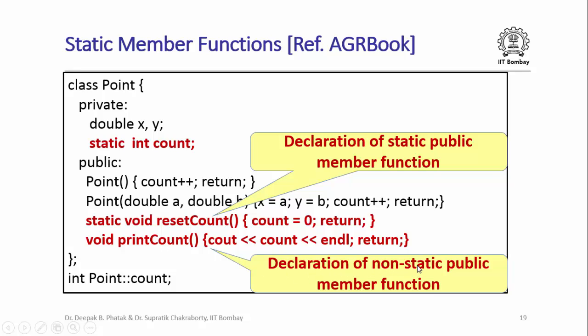What does it mean to say that it is non-static? It means that this member function is going to be associated with every object of the class point that is going to be created. What do I mean when I say that this is static? It means this member function is not associated with any individual object of the class point. This member function is rather shared across all the objects of class point.